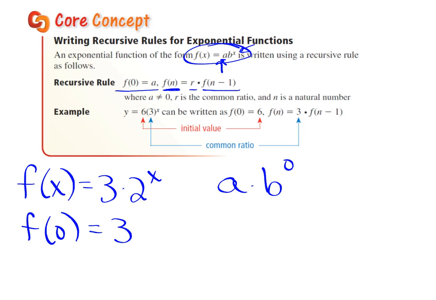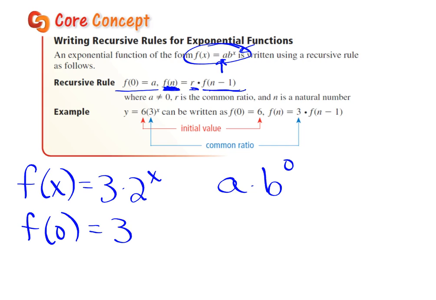If n is 10, what's n minus 1? 9. If n is 7, what's n minus 1? But it's what number? The number below it, the number that comes before it. So to find a value here, you do r times the one that came before it.